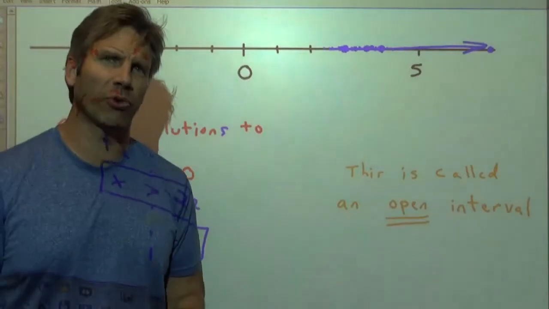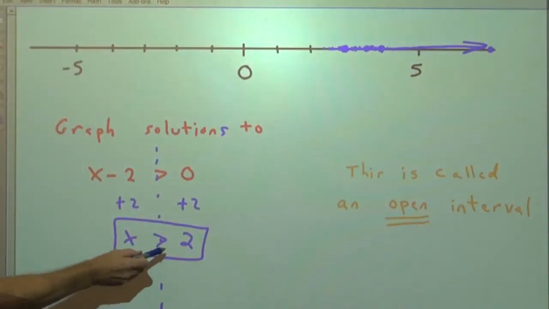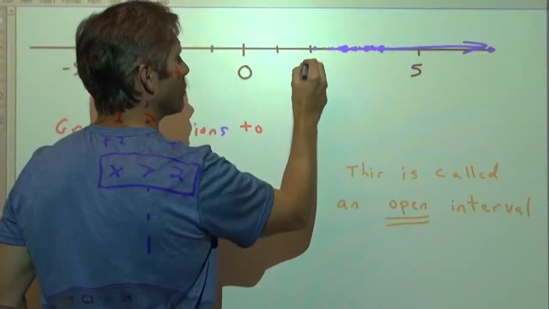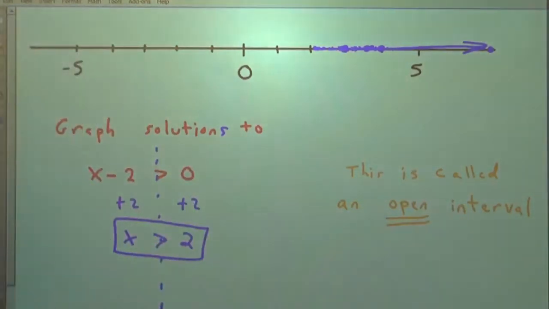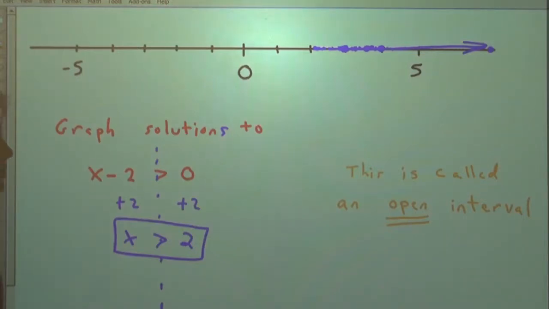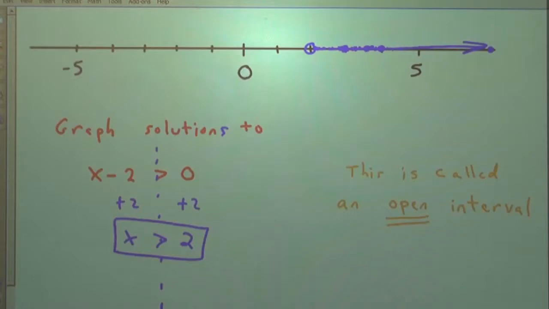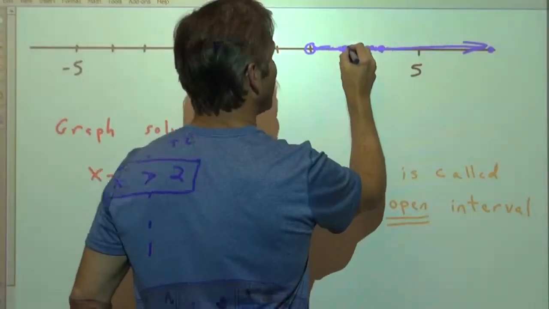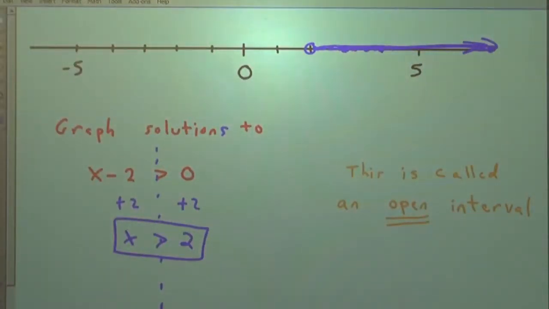But where's the boundary? Where's the boundary between the solutions and the non-solutions? It's at 2. So we can have any number that's just a little bit greater than 2, like 2.05, 2.1. Any of those numbers work, but as mathematicians, to stipulate that x cannot be 2, we put an open circle at 2. So this is called an open interval. We should put an open circle at 2, and we can have this bad boy going this way right here.